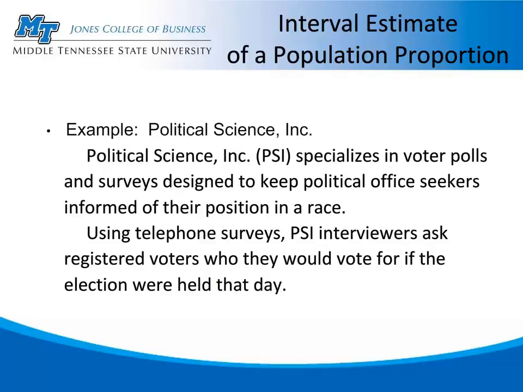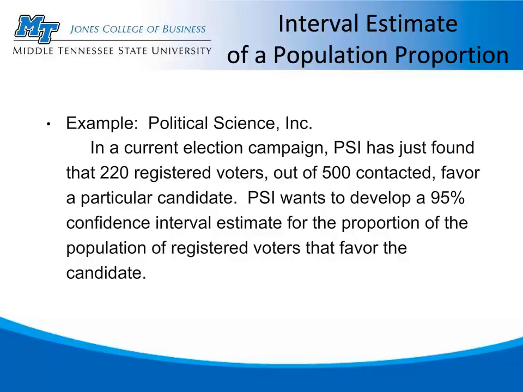Now this is the problem that we're going to use to exercise the procedure. Political Science Incorporated, they do polling, and they're looking to see what's the proportion of people that are voting for certain candidates. So here they're using telephone surveys to ask people who they're going to vote for. In this case, they contacted 500 voters, and they found out that 220 of them favored a certain candidate. So we can calculate what that sample proportion is. Just take the 220 and divide it by the 500.